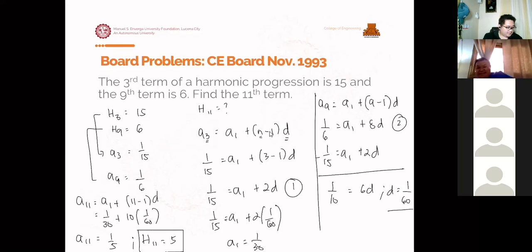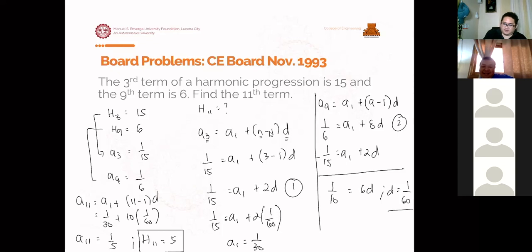Since harmonic yung pinapahanap sa atin. Okay? 5. Yes. 5 po. Ano kaya laki nito? Kasi 6, 8, 9. Kasi pagtingin mo yung difference, 1 over 60. Eh, yun. So, decreasing yung sequence natin.